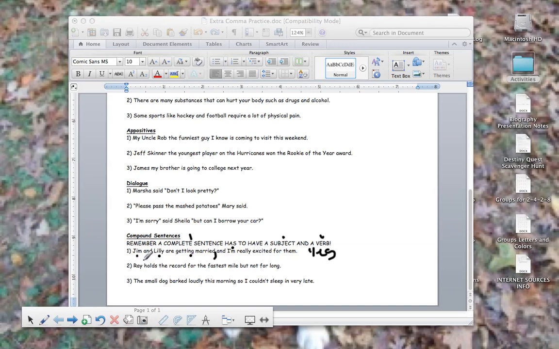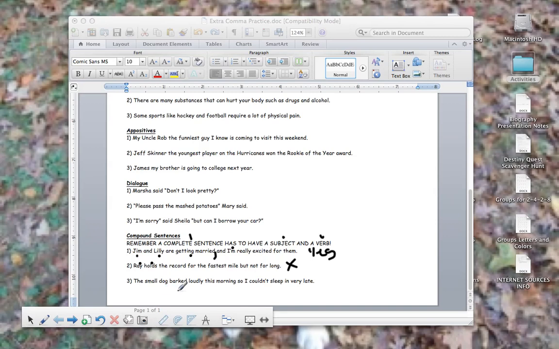Let's look at the next one. Ray holds the record for the fastest mile. Ray is our subject. What is he doing? He holds. We have a subject and a verb. But not for long. Now look at this section right here. Do I have a subject right here? No. I don't have anyone doing anything. So I don't have a comma here. There's no comma here because this isn't a complete sentence. Not for long cannot be by itself. It has to be attached to this. So you're only putting commas when things can be by themselves.